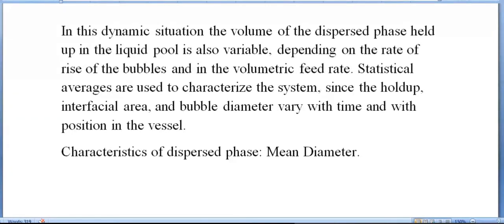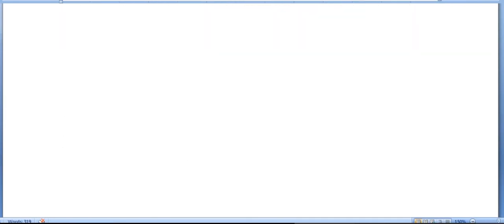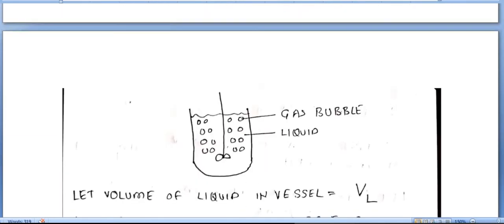Now, this is the theory part. Now let us see the mathematical part of it and how it is explained here. Characteristics of dispersed phase: in that we are supposed to find what will be the average size of the air bubble which is coming out from a particular system. How are we going to estimate it? This is what we require. Now, as I said, this is a small diagram. So the continuous phase is the liquid and the circle is a gas bubble.